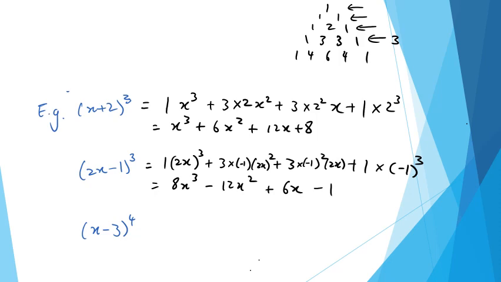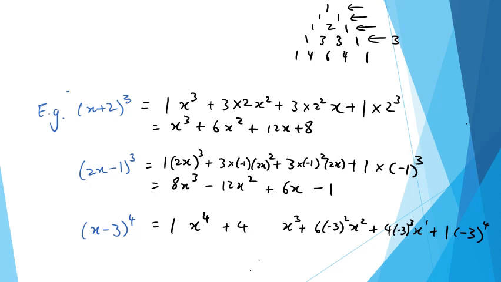All right, now the next one is to the power of 4. So that's 1, 4, 6, 4, 1. Then same thing: x to the power 4, x to the power 3, x to the power 2, x to the power 1, and then x to the power 0 is also 1. Other side, negative 3 to the power 4, negative 3 to the power 3, negative 3 squared, negative 3, and then no negative 3 term.